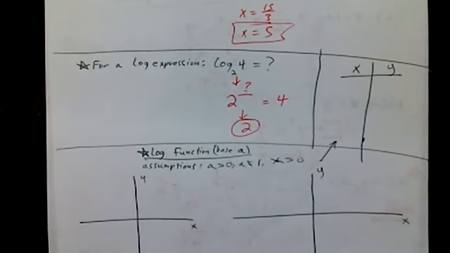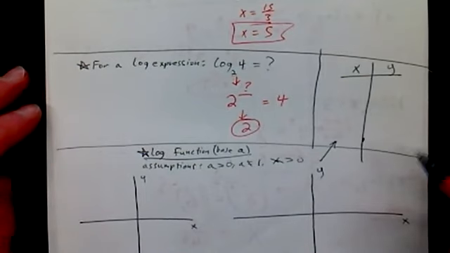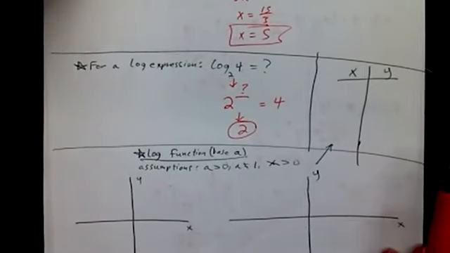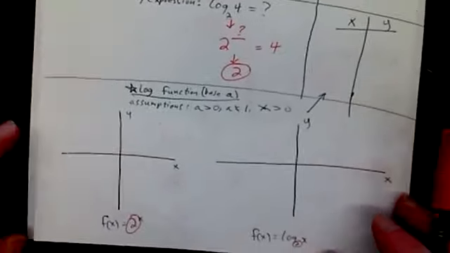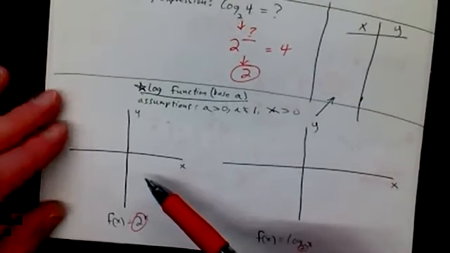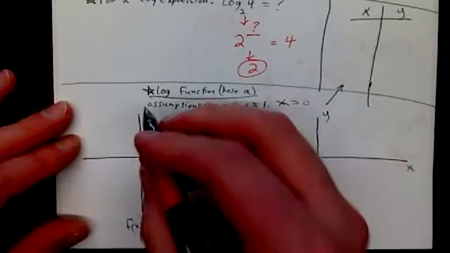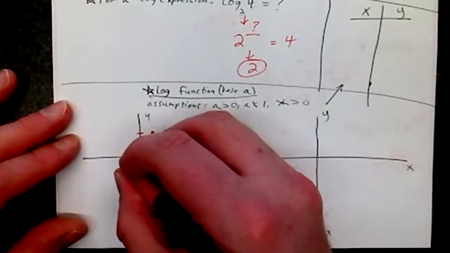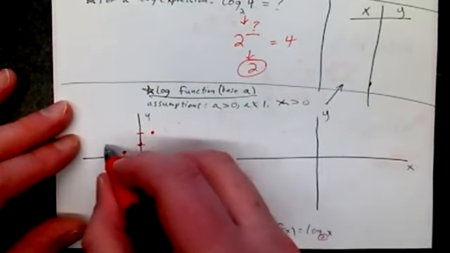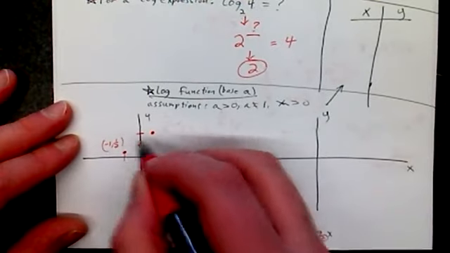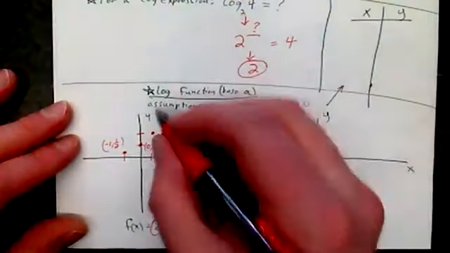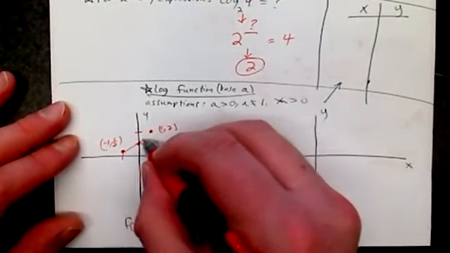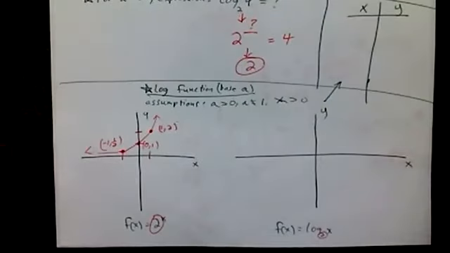Okay. So let's see what we got here. Log function, base A, okay? So what I'm going to do is I'm going to graph 2 of these things. First, I'm going to do an exponential function, okay? We know what 2 to the x looks like. We know 2 to the x goes like this. We know we have the point -1, comma 1/2, 0, 1. This is from the last section, and 1, comma 2. Okay, so we're right here.